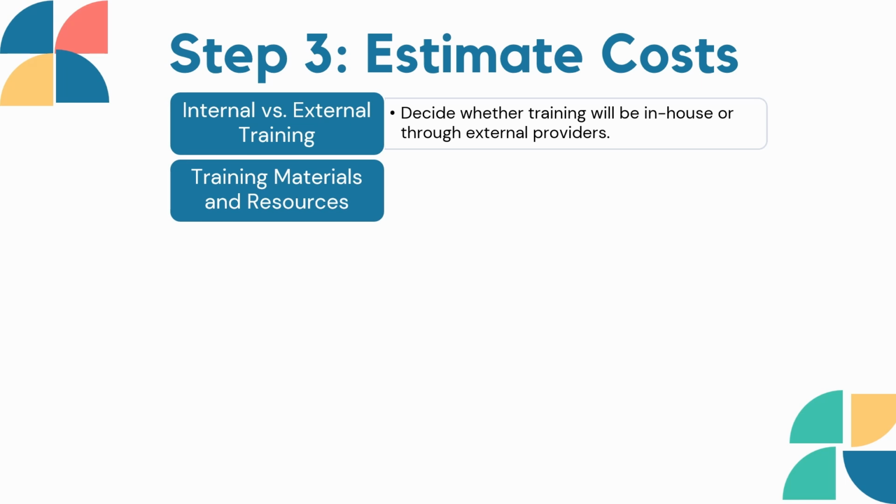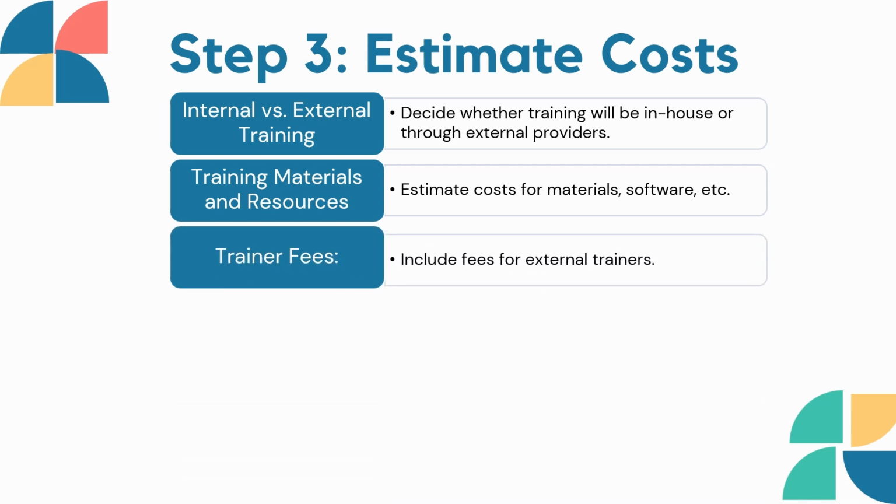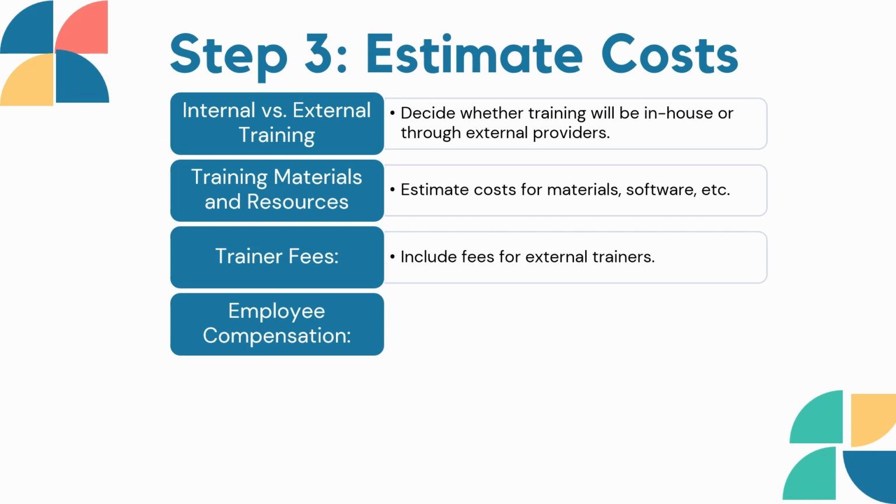Training materials and resources. Next, consider the materials and resources required for the training. This includes estimating the costs for any necessary printed handouts, digital content, software licenses, or other tools that will support your training sessions. Trainer fees. If you are bringing in external trainers, be sure to include their fees in your budget. These costs can vary depending on the trainer's experience, the length of the training, and the level of customization required to meet your specific needs.